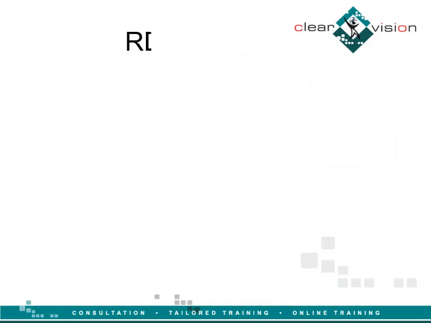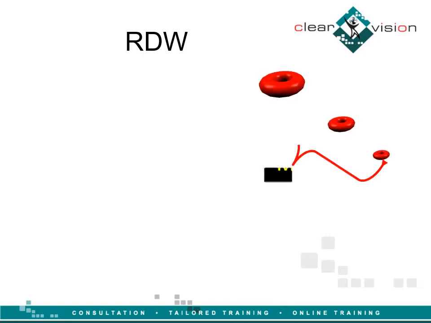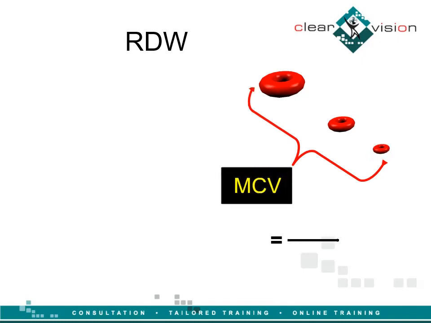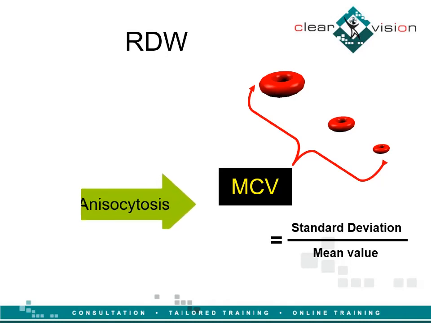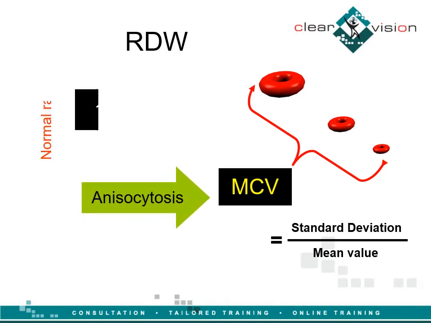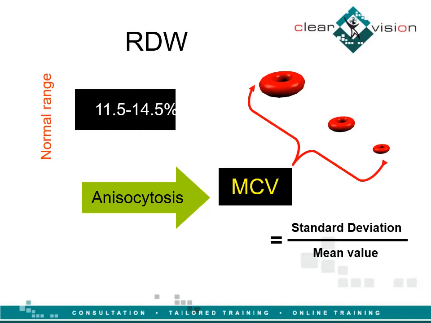The red blood cell distribution width is the coefficient of variation of MCV, which is equal to the standard deviation divided by the mean value. It's an indication of the variation in red cell size, which is called anisocytosis. The normal range is between 11.5 to 14.5%.